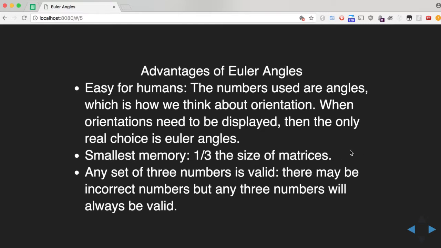When we think about how things are oriented, we think in terms of degrees and angles. It's very easy for us to think about. When orientations need to be displayed and input by a user or something like that, you'll generally want to have them put it in as an angle. It's also a third the size of matrices, so it can save a lot on memory. And any 3 numbers are valid. It's never going to be incorrect, versus, as we saw in the last episode, matrices can often have incorrect values.